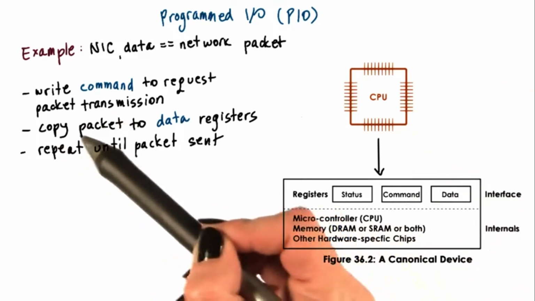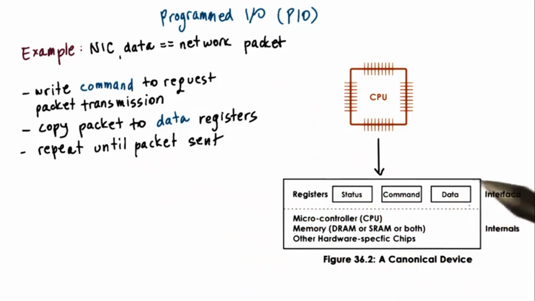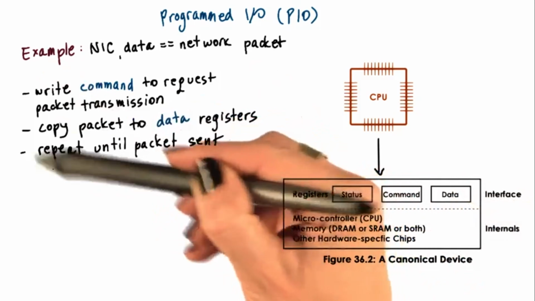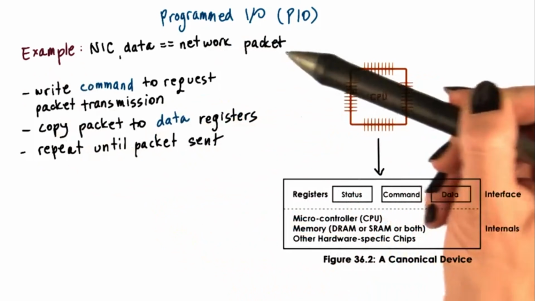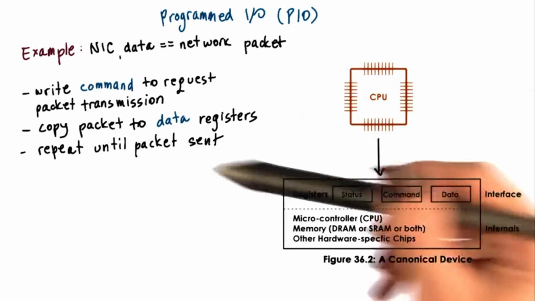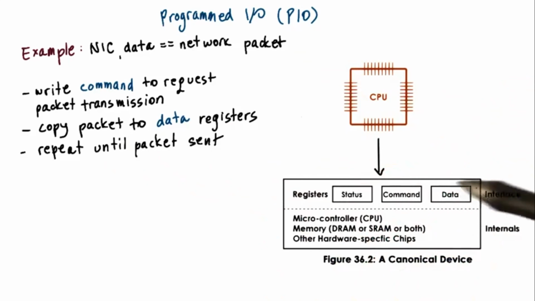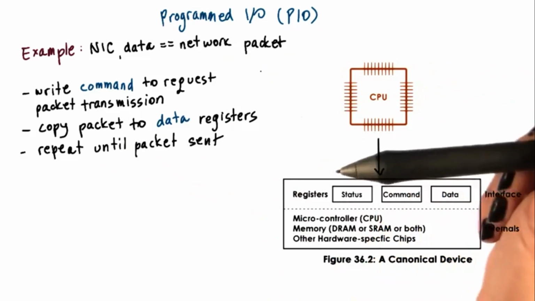The CPU also needs to copy this packet into the data registers, and then the whole thing will be repeated as many times as necessary for the entire packet to be sent out, given that the size of the register space available on the device may be smaller than the network packet.